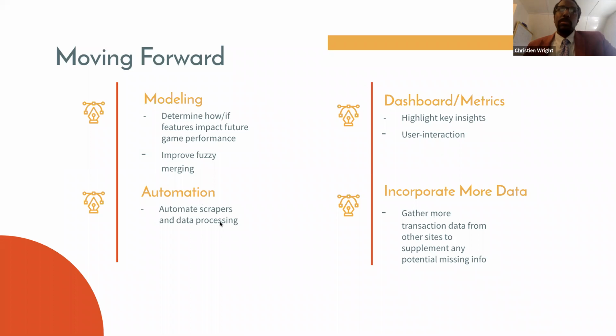I also want to get some automation going. I want to get these scrapers automated as the NBA Finals wrap up, so I can add more of that data in. Also, if I want to add other sports, I want to be able to do that as well. And I want to create a dashboard, a tool where people can go ahead and look at my analysis and have their own tool to play around with. And then I want to incorporate more data, looking at other sites to get more transaction data or injury data to see if it can supplement any potential missing information.